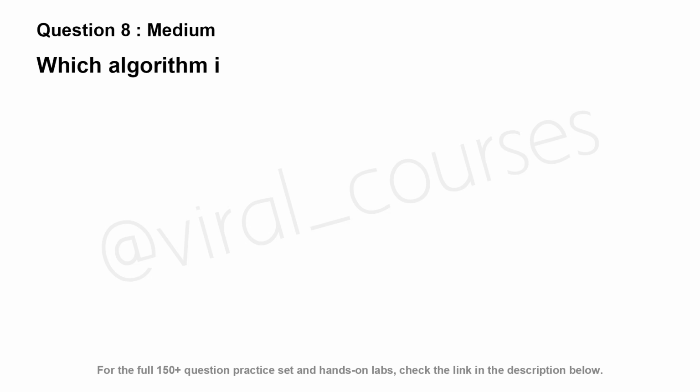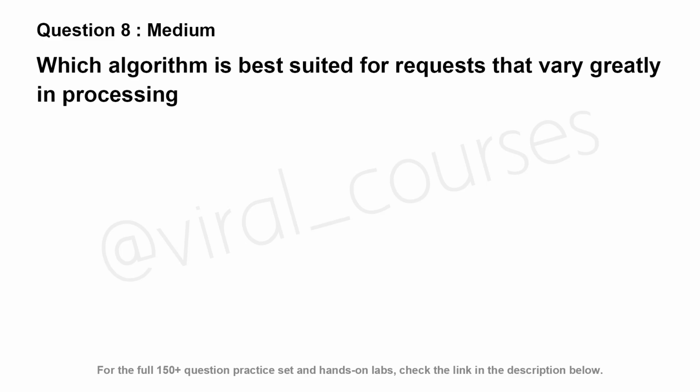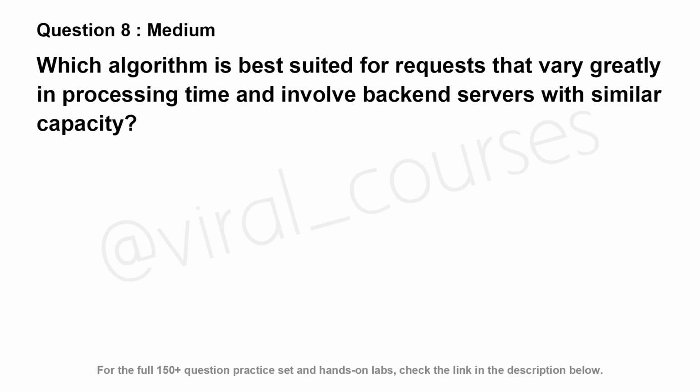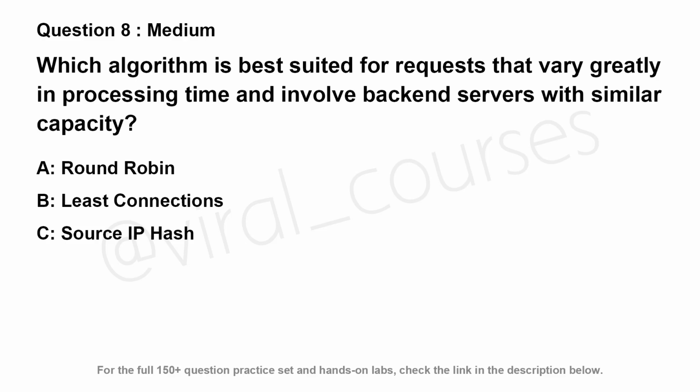Which algorithm is best suited for requests that vary greatly in processing time and involve backend servers with similar capacity? Option A, round robin. Option B, least connections. Option C, source IP hash. Option D, random.